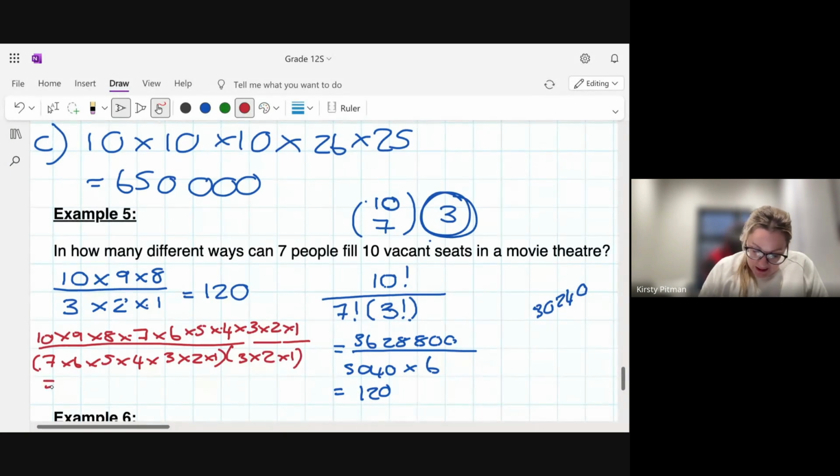Well, mathematically, okay, what's happening? 7 cancels out with 7, 6 cancels with 6, 5 with 5, 4 with 4, 3 with 3, 2 with 2, 1 with 1. So what am I left with? 10 times 9 times 8 over 3 times 2 times 1, which gives me 120.